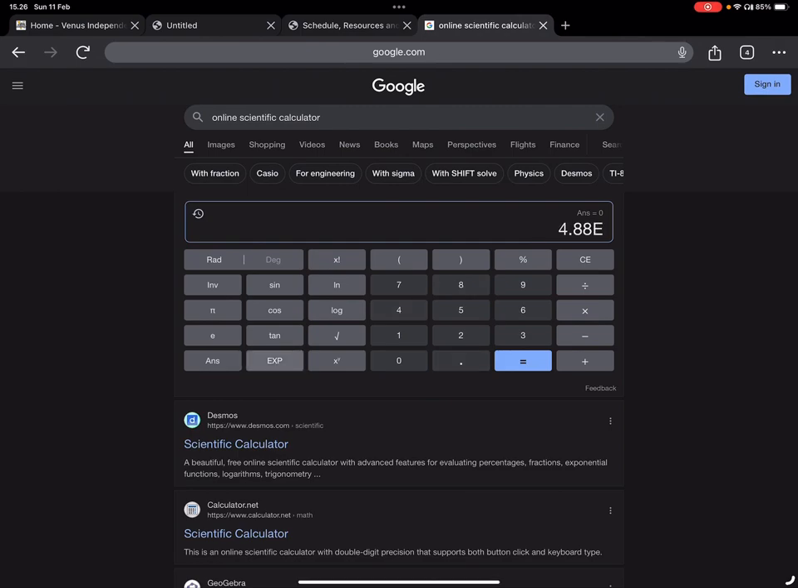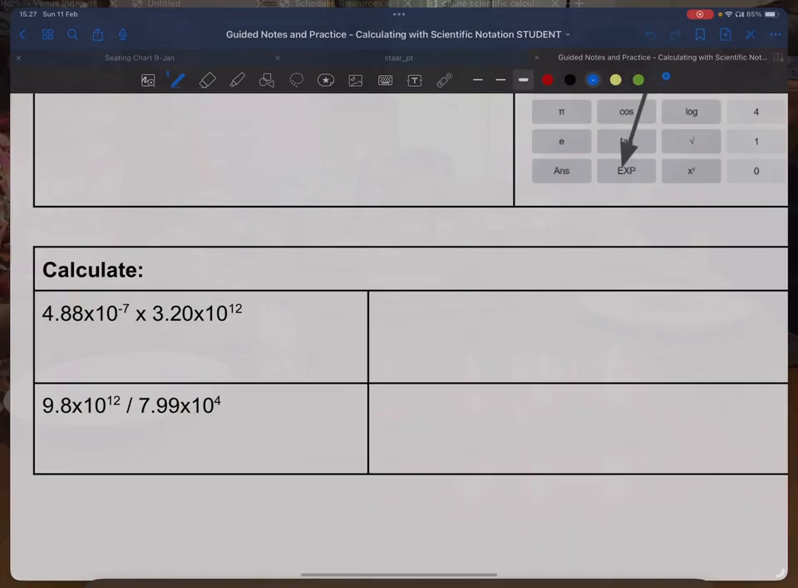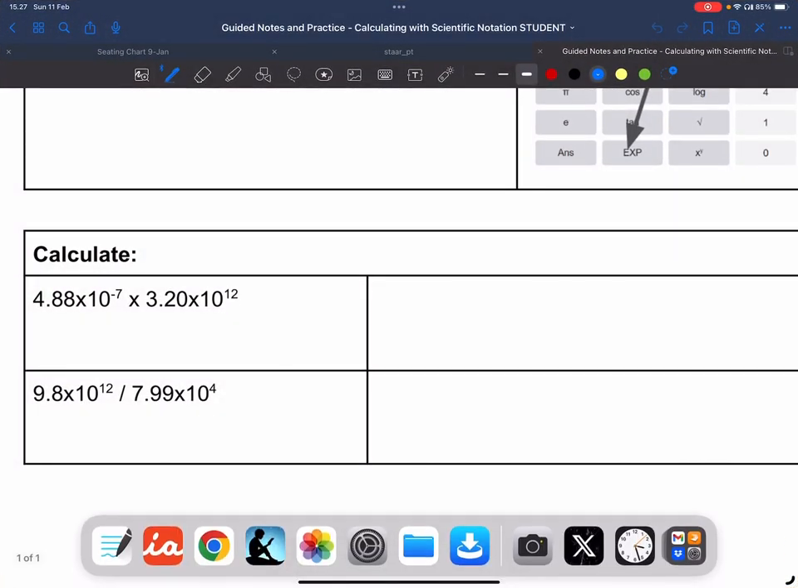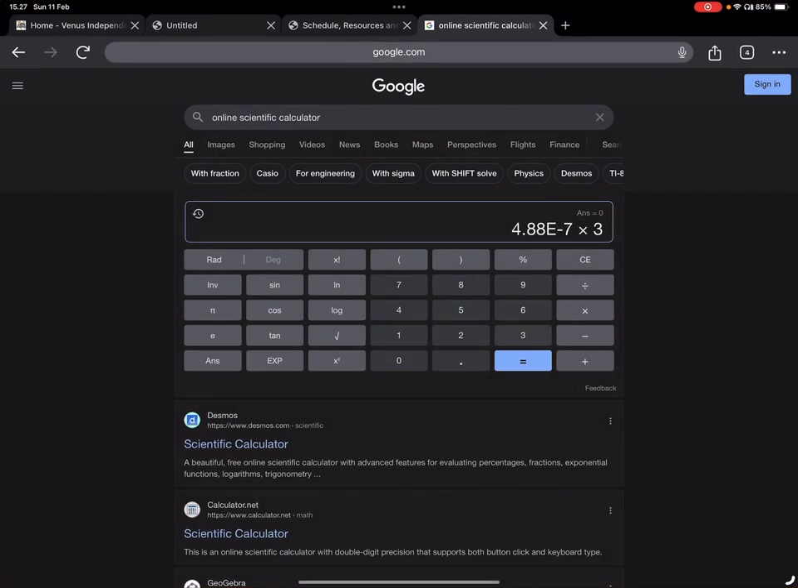4.88 exponent negative 7 times 3.2 times 10 to the 12th, equals. Now, you can write that down like that, but I'm actually going to write it in scientific notation.